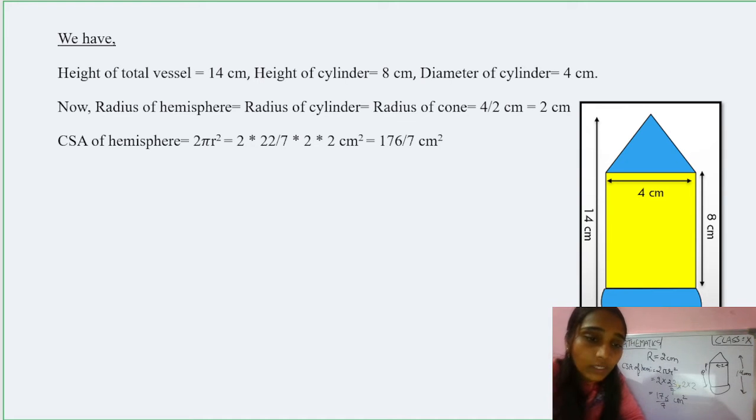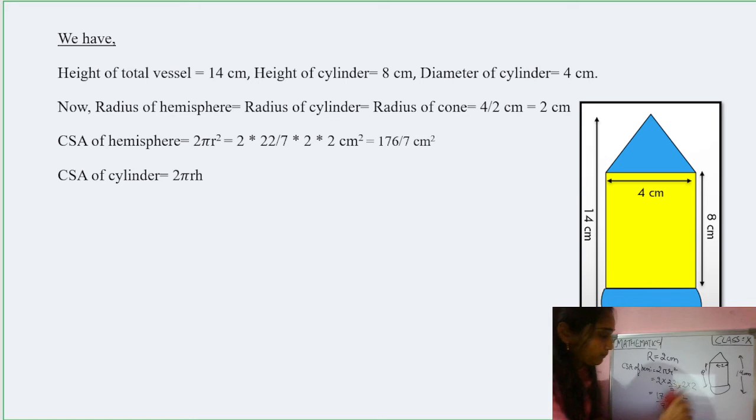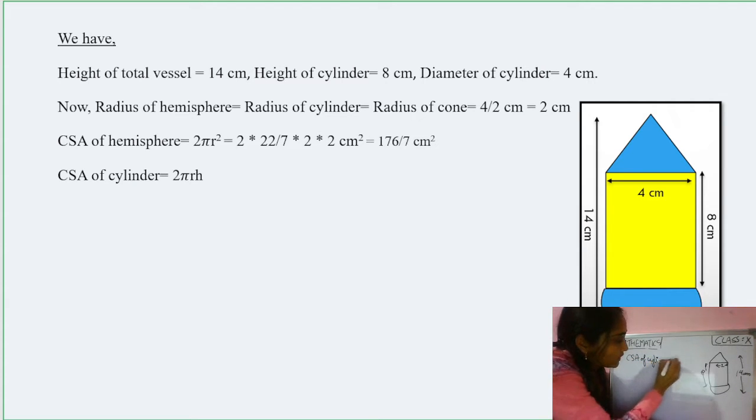Now we will calculate the curved surface area for another solid, for cylinder. So its formula is 2 pi RH. So we have done with the curved surface area of this hemispherical portion. Now we will calculate curved surface area of, yes, cylinder. And what is the formula? It's written on your screen that it is 2 pi RH.